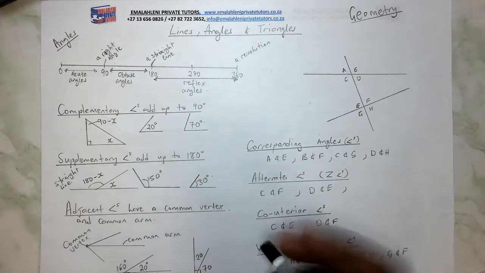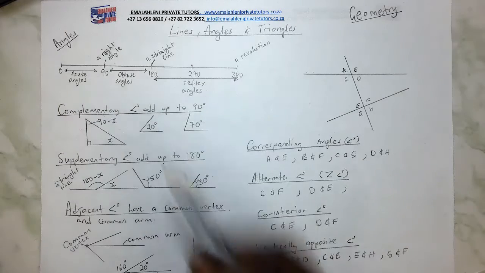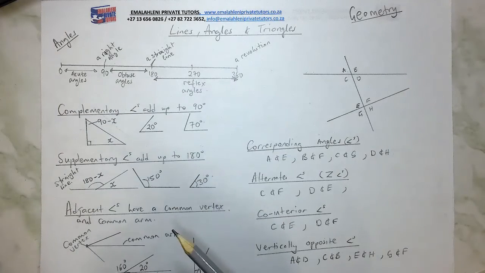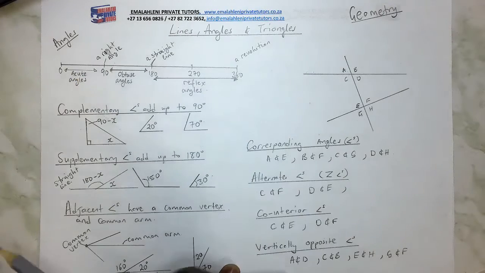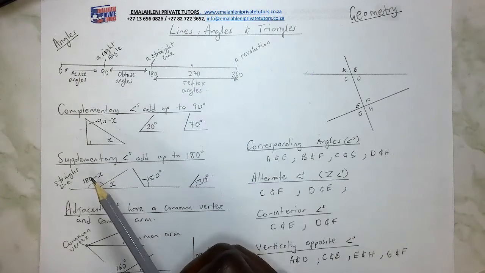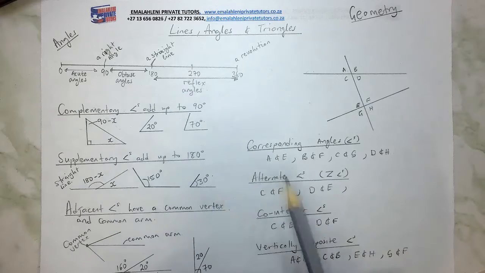What we have to know is that a straight line is actually 180. A straight line is 180. So what we see here: an angle below 90 is acute, above 90 but below 180 is an obtuse angle, and that's your straight line. A triangle with a 90 degree angle inside it is called a right angled triangle.